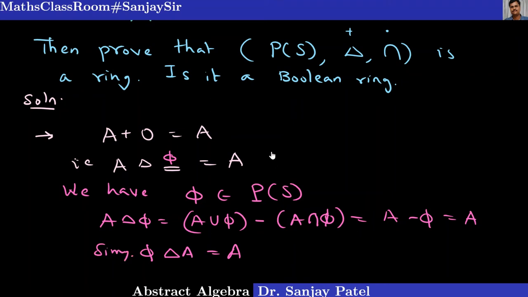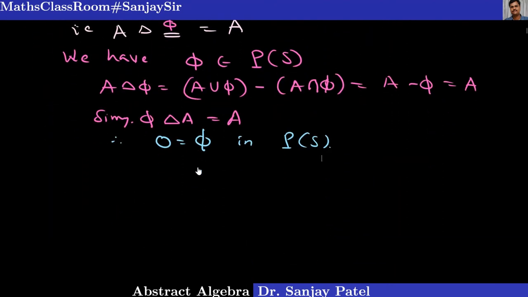So this phi is the zero element of this ring. So therefore, 0 is phi in the ring P of S. Okay. What about the negative element? Every element is the negative of itself. Say for any element A belongs to the power set.